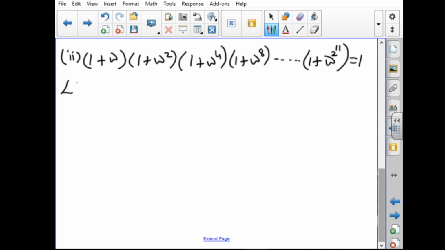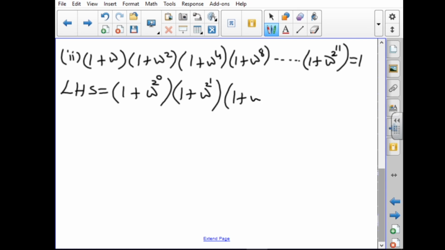Okay, so take the left hand side. Taking the left hand side, this can be written as 1 plus omega power 2 power 0. The next term is 1 plus omega power 2 power 1. The next one is 1 plus omega power 2 square, because 4 is 2 square. The next one is 1 plus omega power 2 power 3, since 8 is 2 power 3, etc., up to 1 plus omega power 2 power 11.